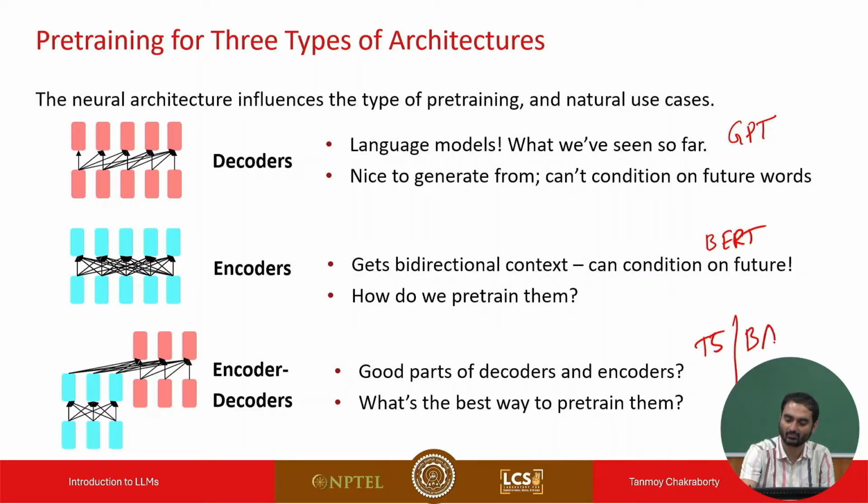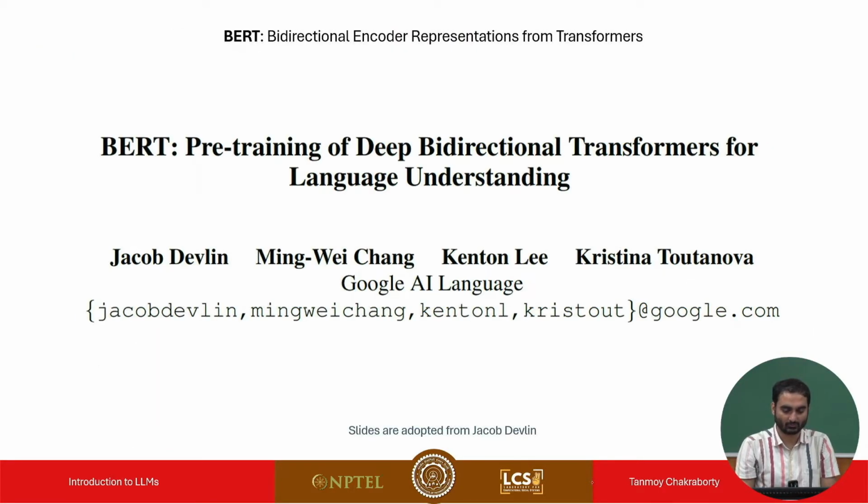Another model is called BART, B-A-R-T. These are all basically encoder-decoder models. Okay, so let's look at this BERT, B-E-R-T model proposed by Google. BERT stands for Bidirectional Encoder Representations from Transformers, and this is the paper.